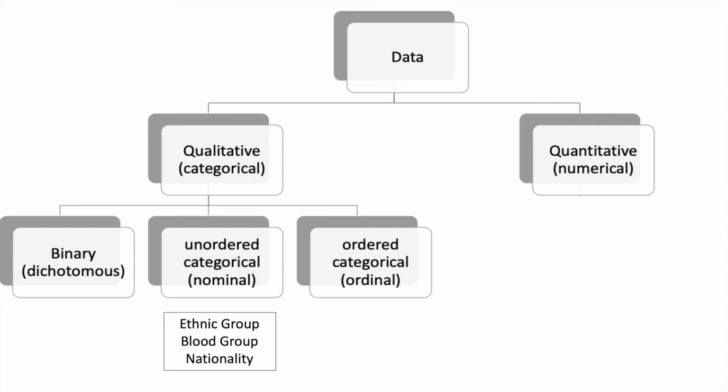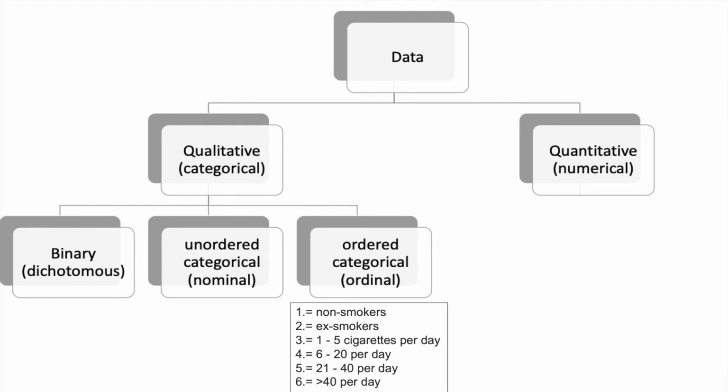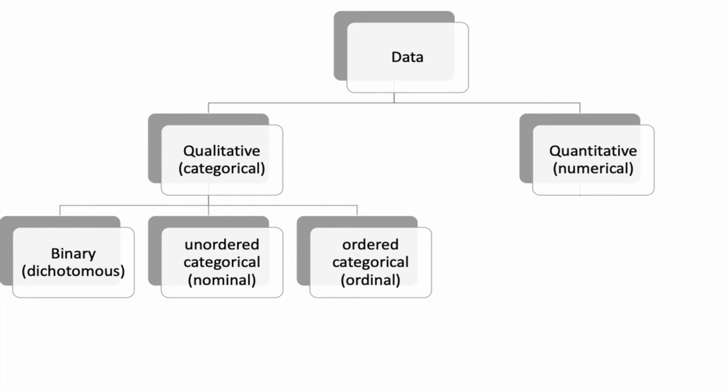The ordered categorical data, or sometimes we call it ordinal data, just because they are in order. For example, if you're looking at the smoking status and the amount of smoking, you may arrange them this way. Number 1 is non-smoker, 2 is ex-smoker, 3 smokes from 1 to 5 cigarettes per day, and then so on. Okay, so that's the qualitative data, or again the categorical data.